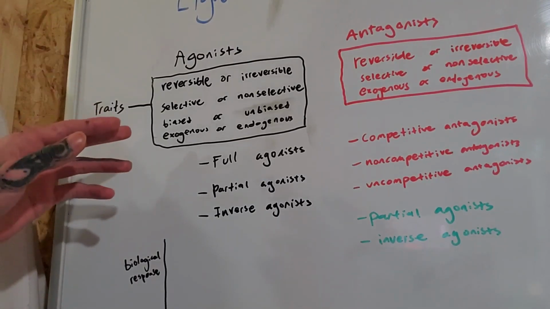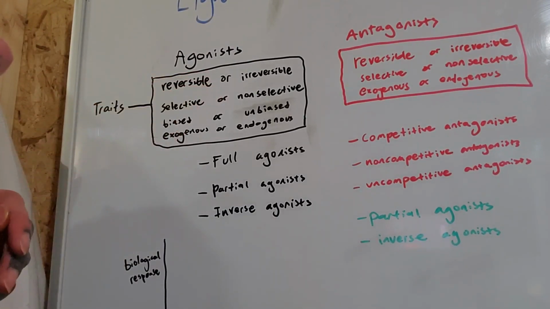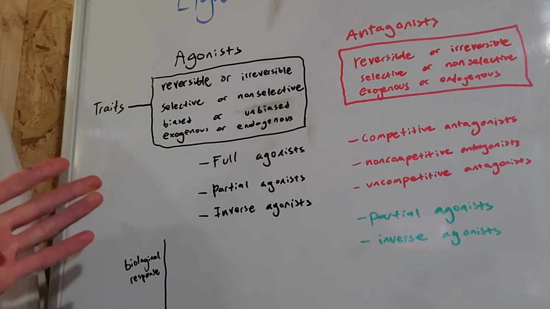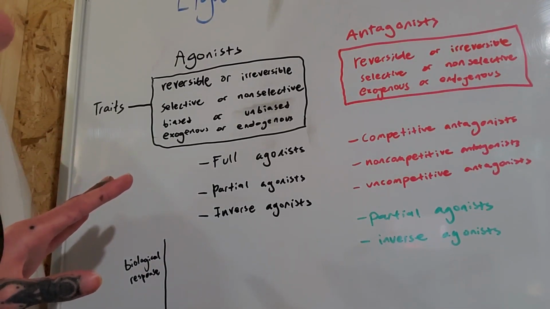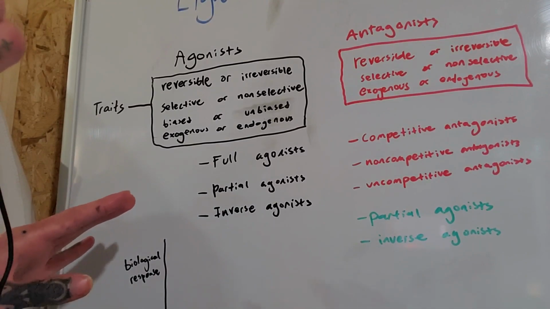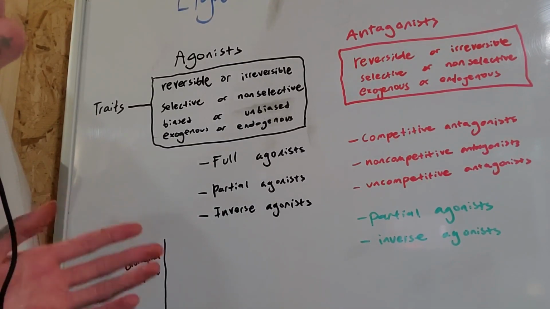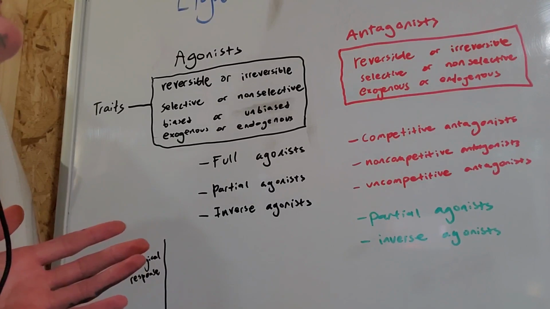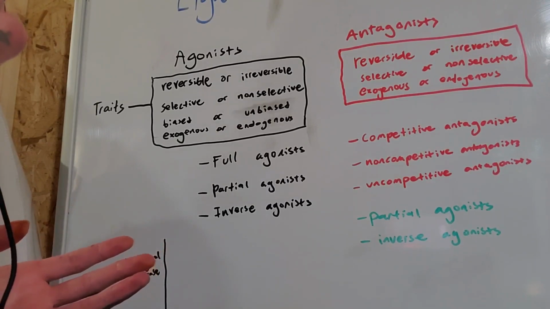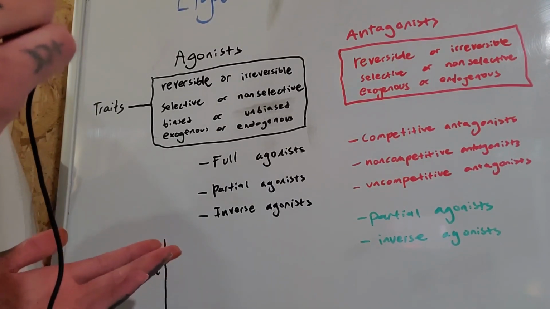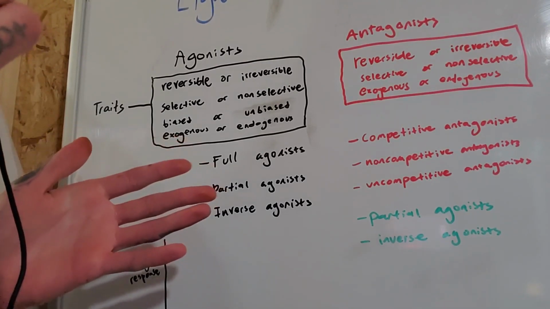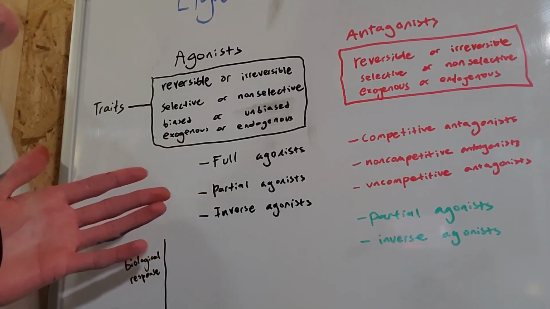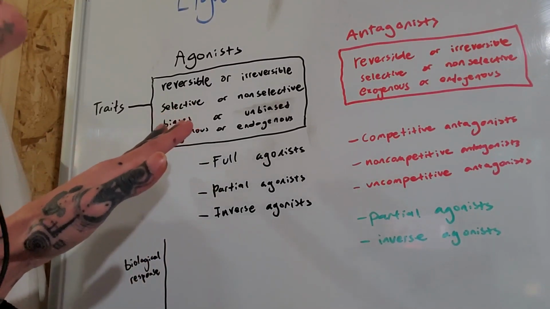They can either be selective or non-selective. Selectivity references whether the agonist is preferential for a certain either type or subtype of receptor. For example, SSRIs, selective serotonin reuptake inhibitors, are fairly selective at inhibiting the serotonin transporter protein. Well, in that case, that's an example of a selective antagonist. But yeah, they can be selective or non-selective.